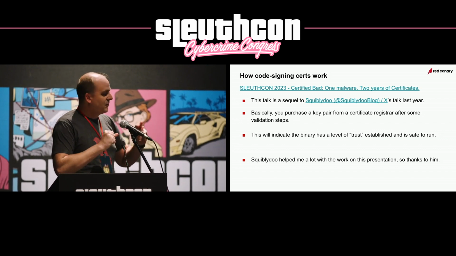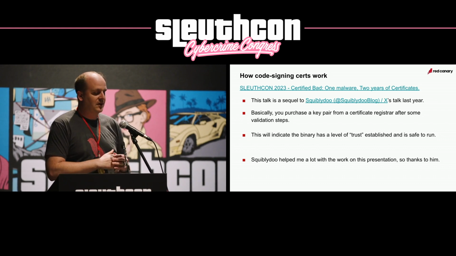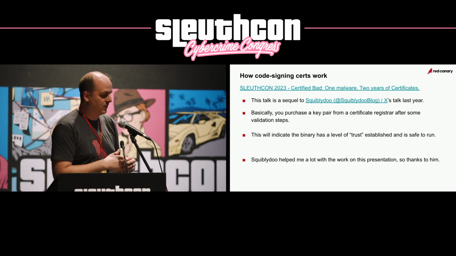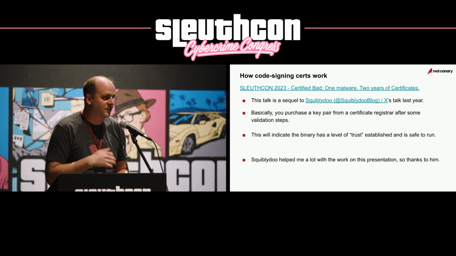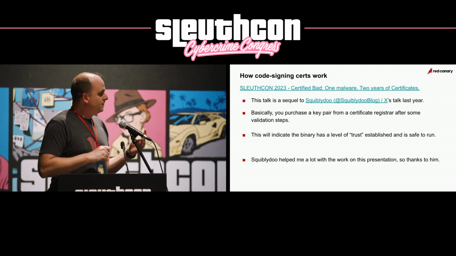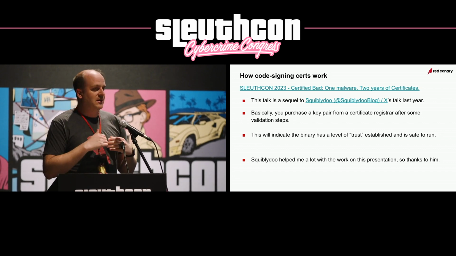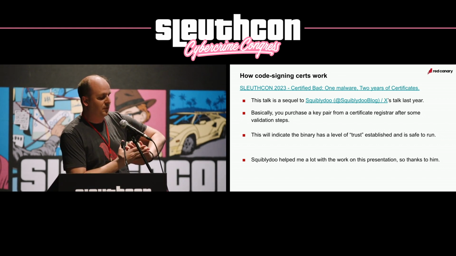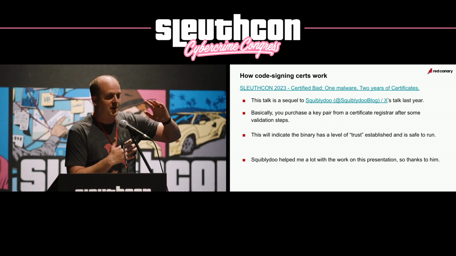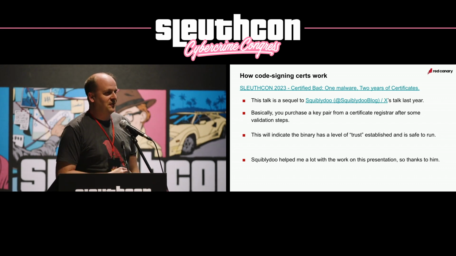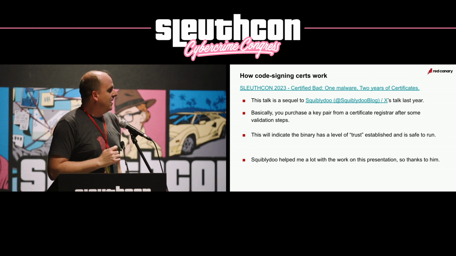EV certs are basically code signing certificates. You purchase a key from a certificate signer like SSL.com, Sectigo, those kind of places, and this gives you a level of trust with your binary. A code signing certificate usually prevents the SmartScreen pop-ups and the warnings from Microsoft saying, hey, this is some untrusted stuff, are you sure you want to run this? Next slide.